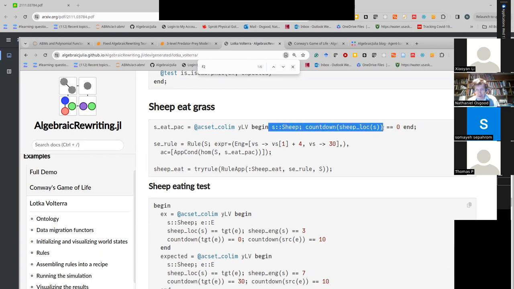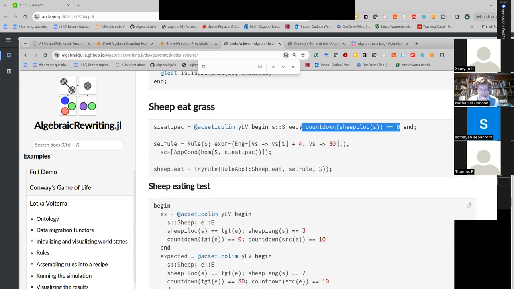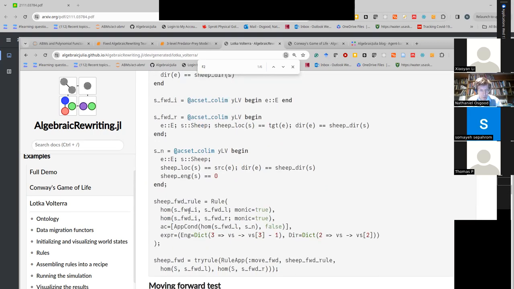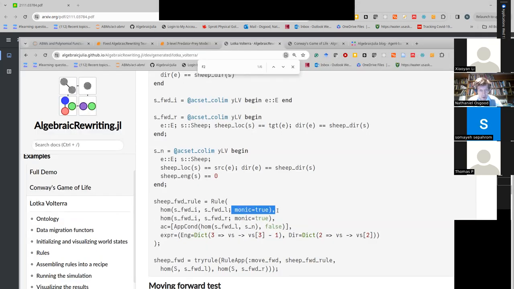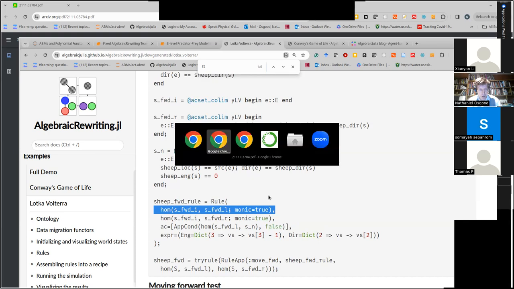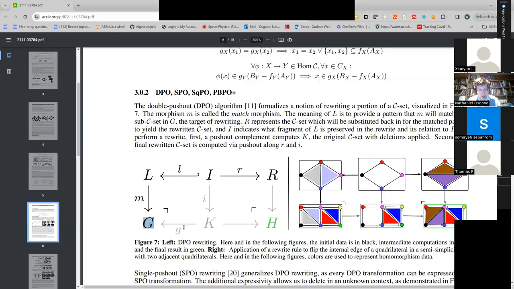And in order for it to be firing, we have to have a sheep in a place where there's grass to eat. Now, the interesting thing here, which I don't fully grok, is that this rule, you'll notice, we specified these homs, right? We had to specify the L, that's this line, and then we had to specify the R, that's this line. And then we have this application condition.